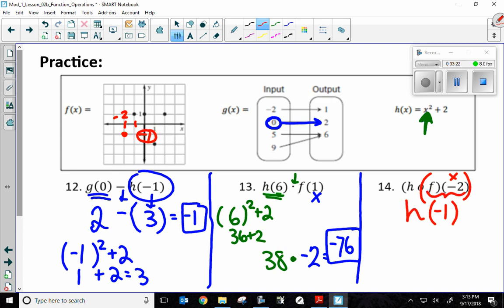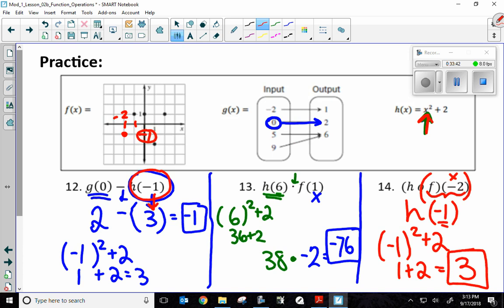You see what I'm saying? I'm going here again. Didn't I do this right here? h of negative 1 ended up being 3, didn't it? Now let's do it again. We have x squared plus 2. I'm throwing a negative 1 in there. That's 1 plus 2, and that indeed still is 3. That'll never change.